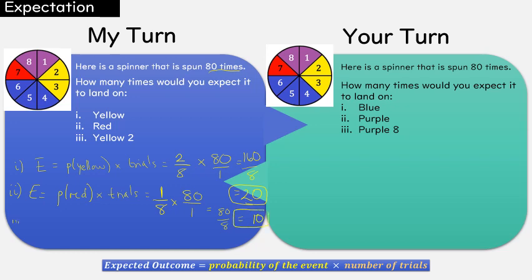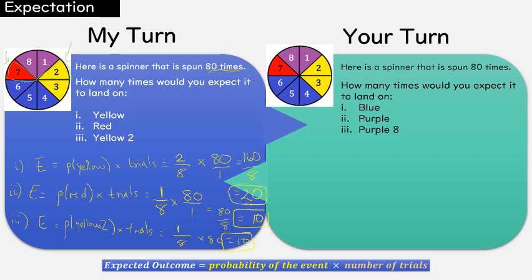Last one. What's the expectation of landing on a yellow 2? Well, the probability of yellow 2, it has to be both of them, doesn't it? So there's only one space on that spinner which is both yellow and a 2. So the probability of yellow 2 is 1/8 times by the number of trials. So that's also going to give us 10. So that makes sense, doesn't it? There's the same probability of it landing on red, because that's just one section of the spinner. That's the same expectation as if we wanted it to land on the 2 there.